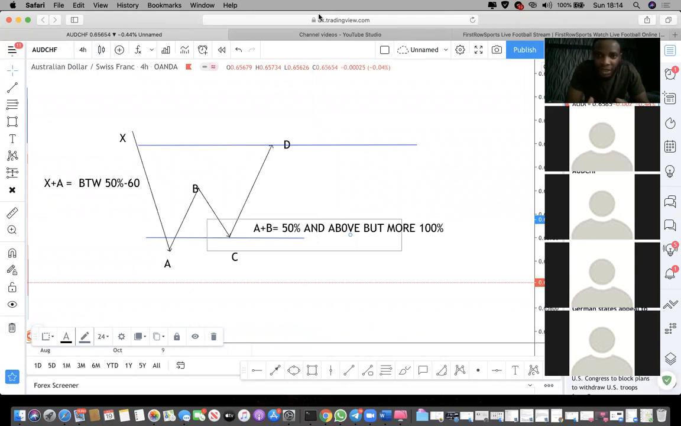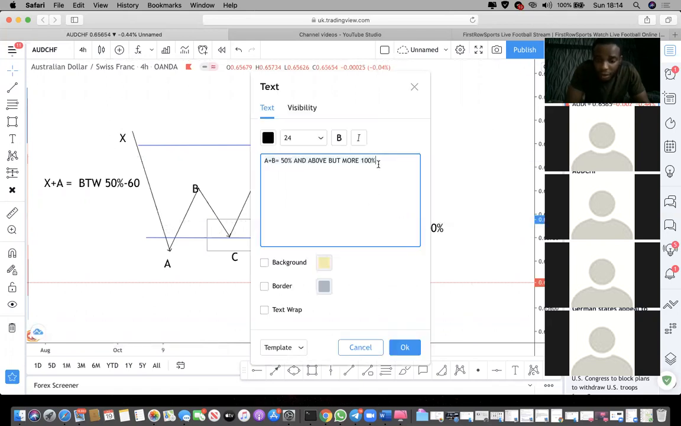Is everybody understanding it? Give me a 1 in the chat box if you understand. It says 50 and above, but not more than 100%. Is that including the wicks as well? The wicks are not to go over 100%. Yes, including the wicks. We don't want the wicks to go past 100%.